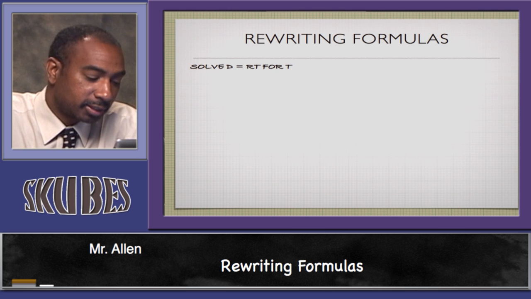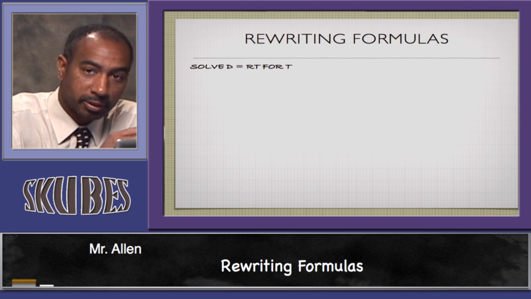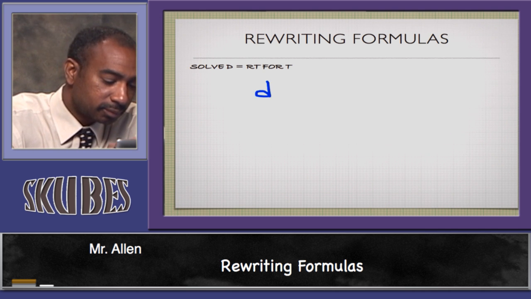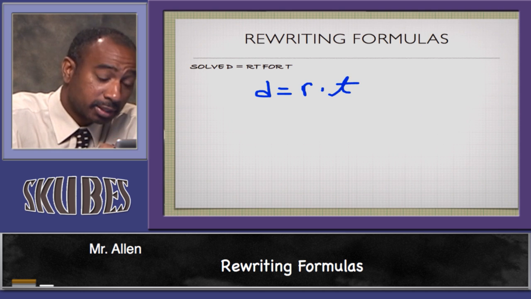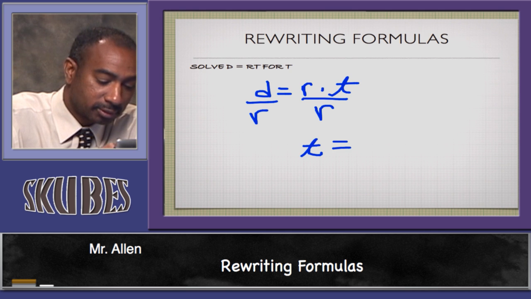All right, then we have the distance formula, the one that deals with the rate and time. So you have distance equals rate times the time. If I'm looking specifically for the time, what I would do is divide both sides by the rate. So I have t equals distance divided by the rate of speed.